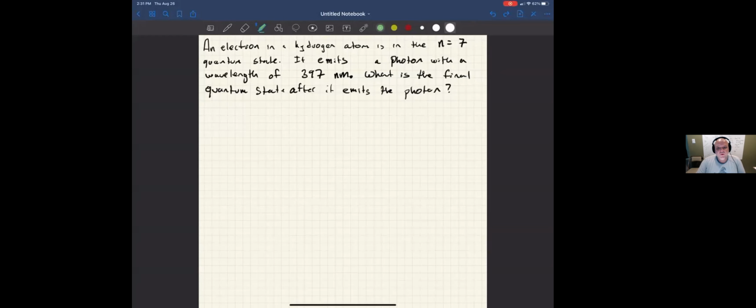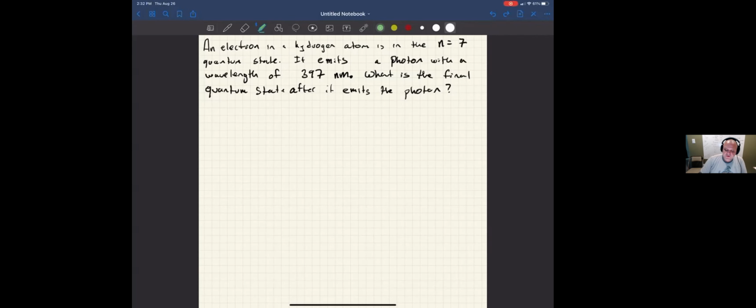Okay, guys, this question is also asking you to figure out a final quantum state. It says an electron in a hydrogen atom is in the n equals 7 quantum state, and it emits a photon with a wavelength of 397 nanometers. What's the final quantum state after it emits the photon?